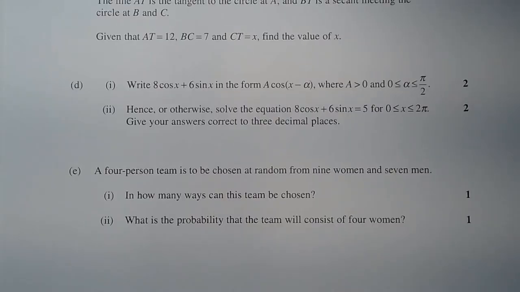Part 2. Hence or otherwise, solve the equation 8 cos x plus 6 sine x equals 5 for x greater than or equal to 0 and less than or equal to 2 pi. Give your answers correct to 3 decimal places.